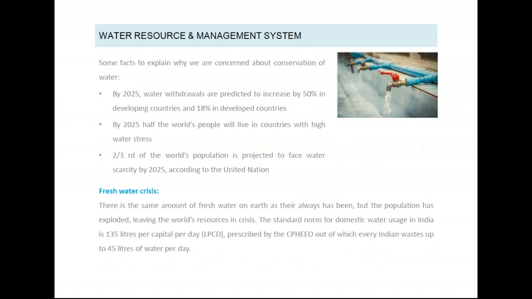Now let us look into some facts to explain why we are concerned about conservation of water. By 2025, water withdrawals are predicted to increase by 50% in developing countries and 18% in developed countries. By 2025, half the world's people will live in countries with high water stress. Two-thirds of the world's population is projected to face water scarcity in 2025.